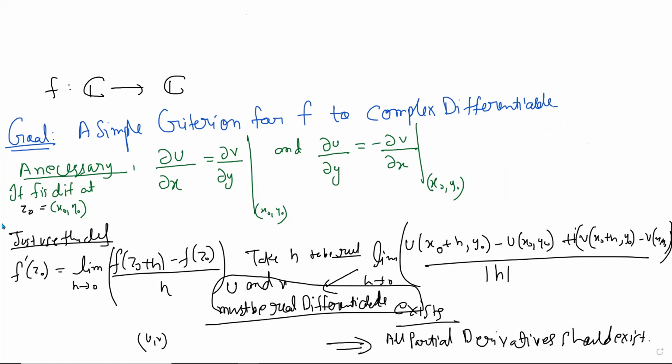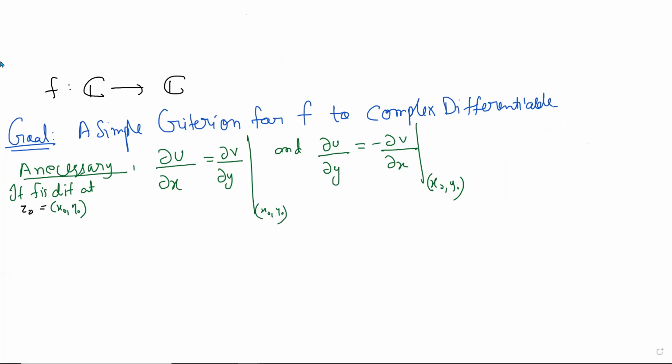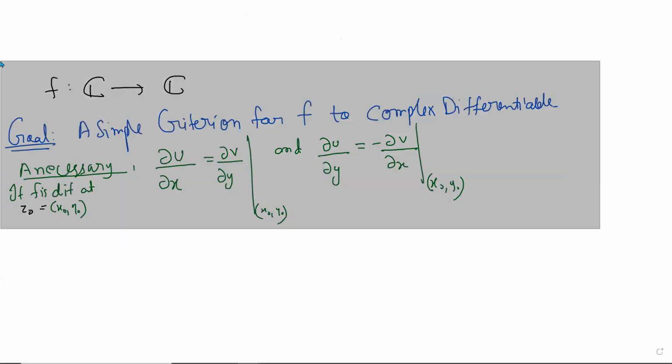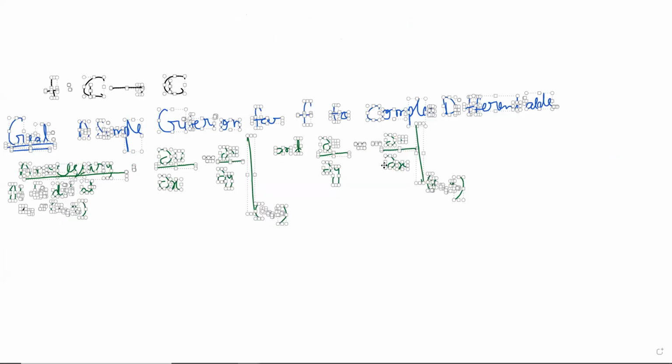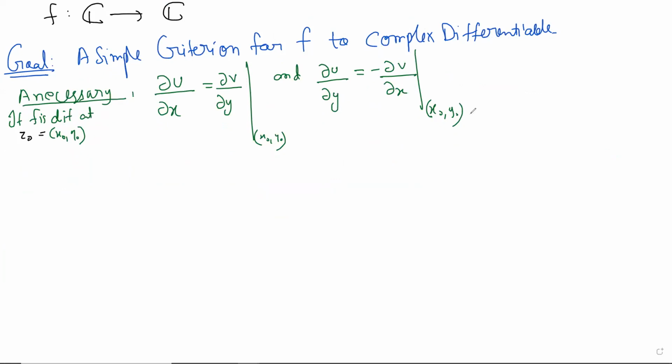So let me remove this. Surely only the Cauchy-Riemann equations don't seem to be enough, right? Only the Cauchy-Riemann equations don't seem to be enough, and they are not enough. With some other mild conditions they will become enough, but only these two equations are not enough. Plus, f is real differentiable.